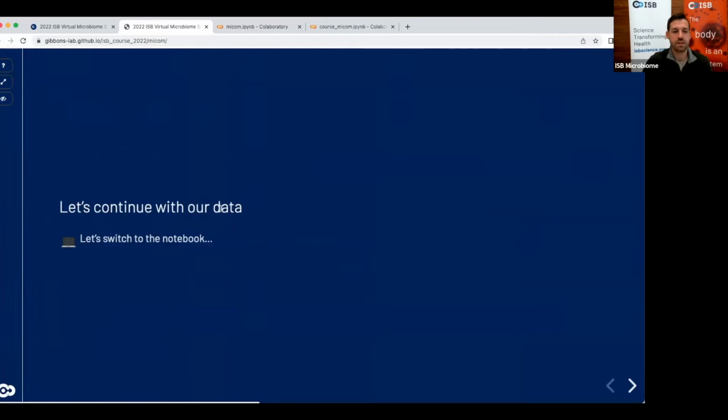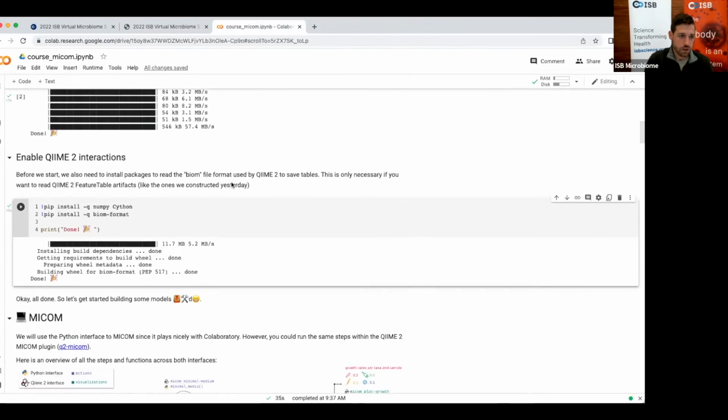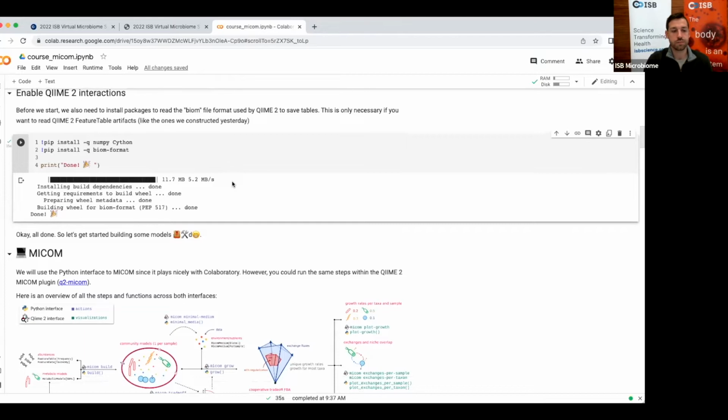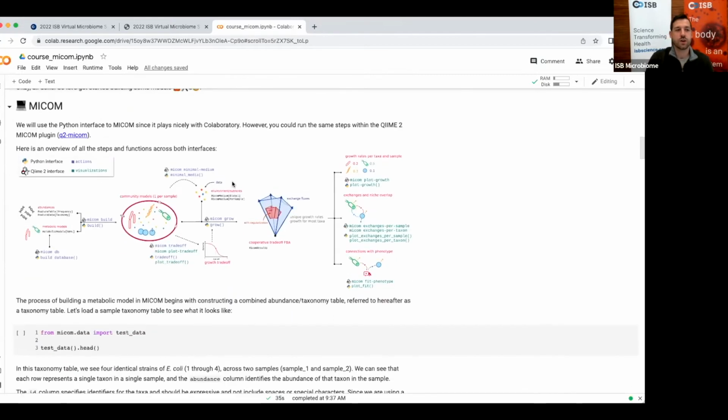Great, so now that we have a basic idea of flux balance analysis and a quick overview of Mycom, let's switch back over to our notebook and we can take a look at how we'll go about building and growing our communities. Right, so all of the setup is now complete for our notebook here, and we can jump into actually using Mycom.